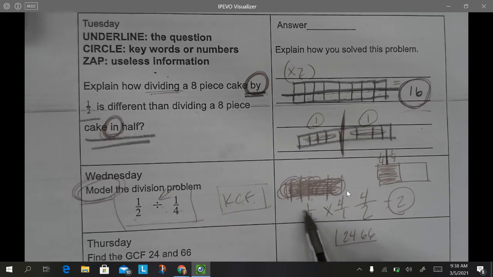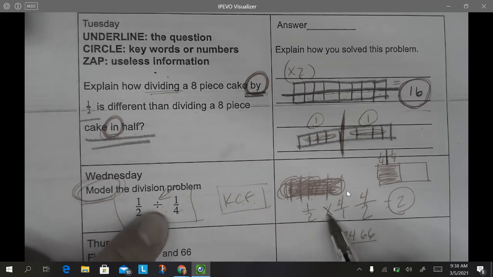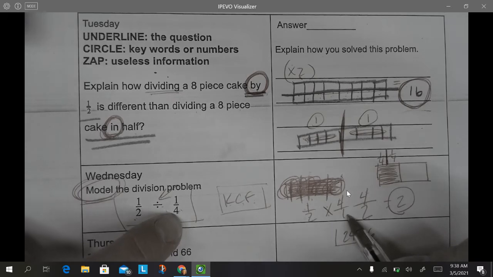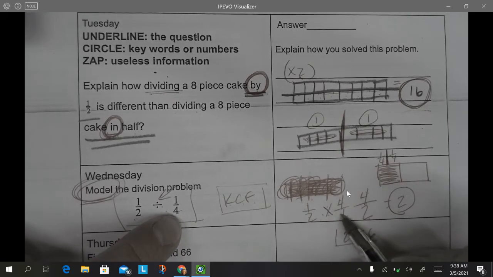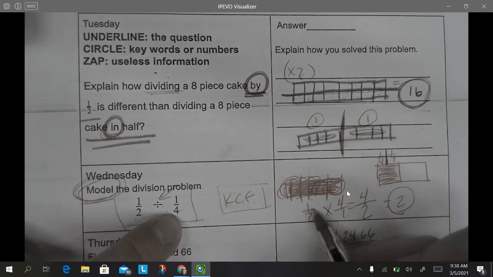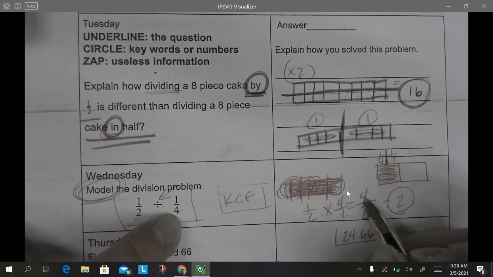Keep, change, flip. So if I keep the first number, which is 1/2, I change the sign, so it's no longer division, it's multiplication. And I flip, or use the reciprocal of, 1/4, which becomes 4/1. So I keep it, change it, and then flip it. Then all I have to do is multiply like I would normally with fractions. I multiply my numerators. So 1 times 4 is 4, 2 times 1 is 2, and 4/2 obviously gets you 2.